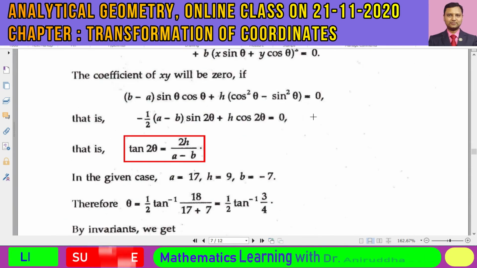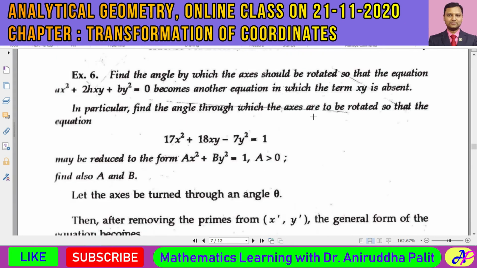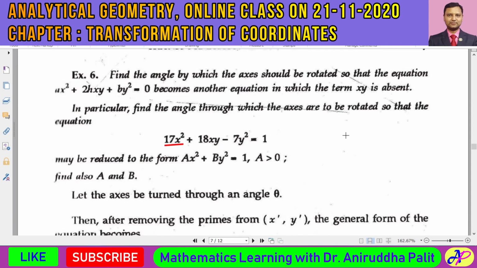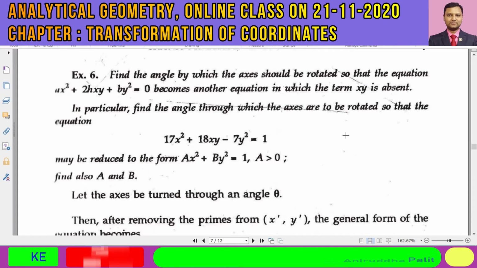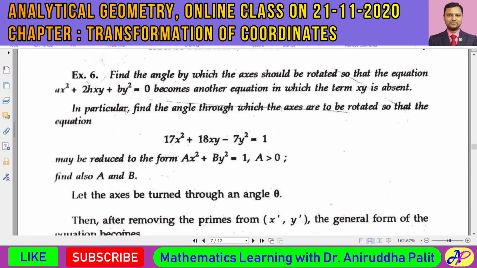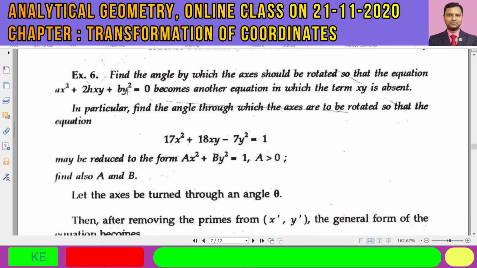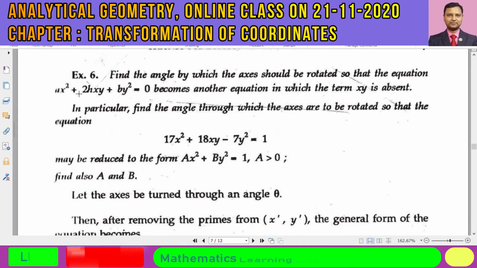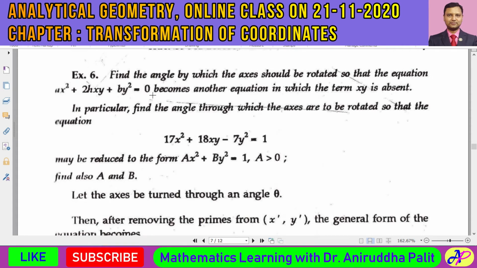If you want to remove some second degree term, like maybe the x square related term or xy related term or y square related term, this kind of terms can be removed by the application of rotation. So let's go through this question. Question number 6. It says: find the angle by which the axis should be rotated so that the equation ax square plus twice hxy plus by square is equal to 0 becomes another equation in which the term xy is absent.